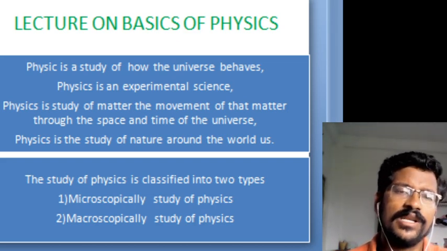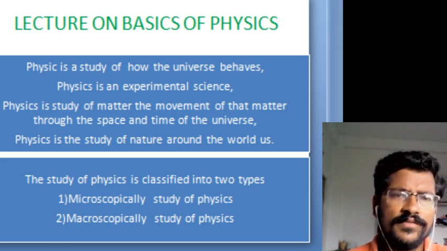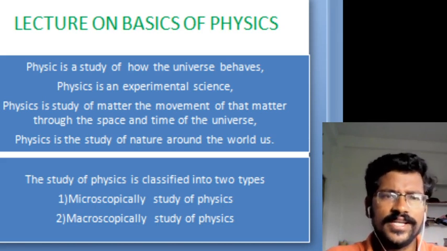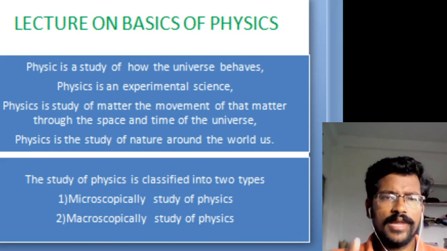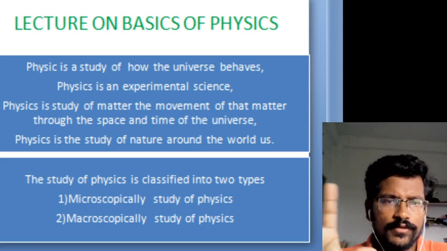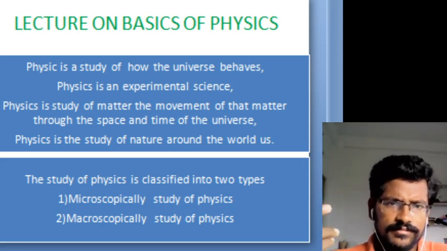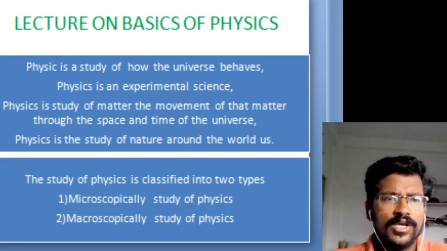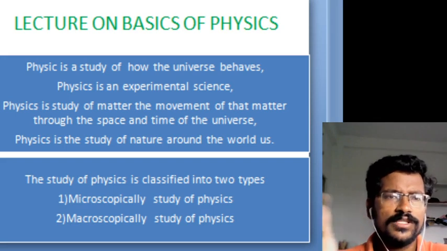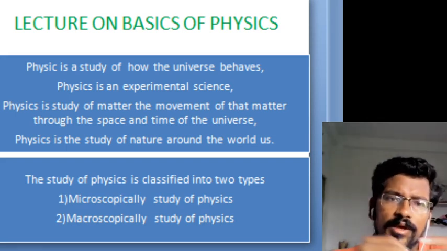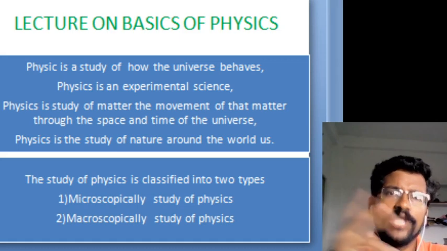Physics is an experimental science, and we have a lot of definitions. Physics is the study of matter, the motion of matter through space and time of the universe. Physics is the study of nature around the world. We study everything in our universe and on our earth. Those belong to physics, because the study of physics is classified into two types.